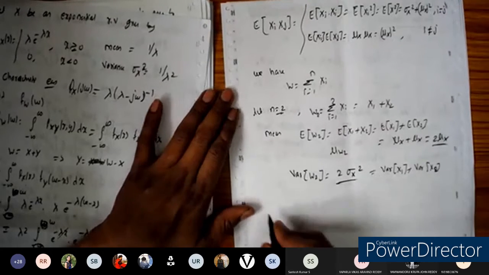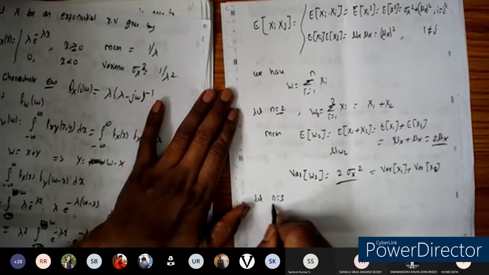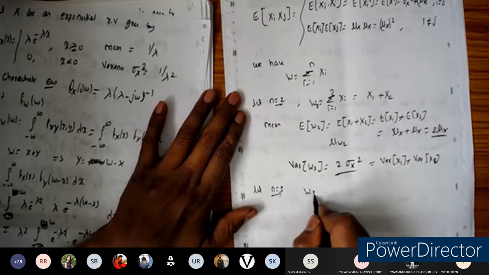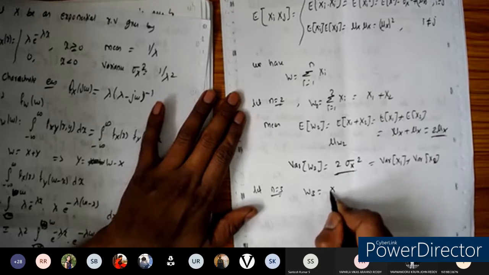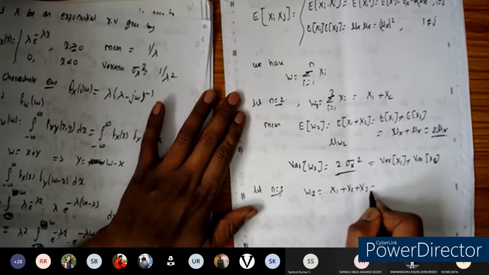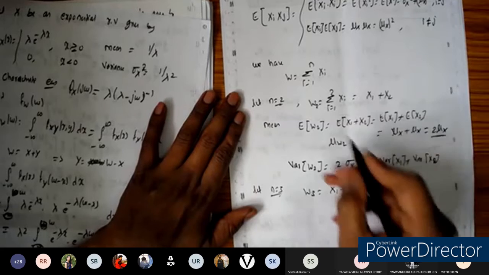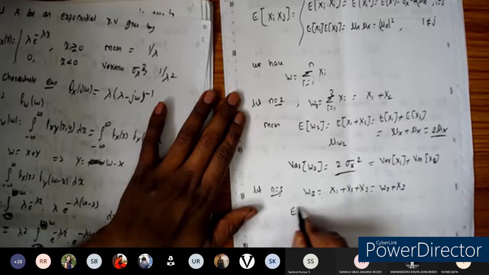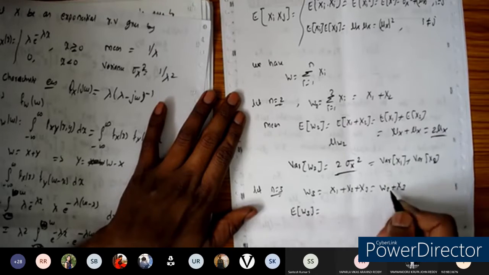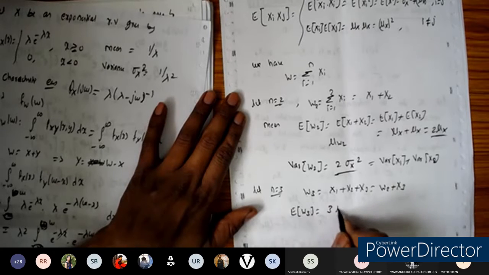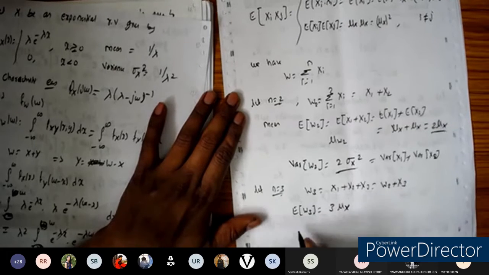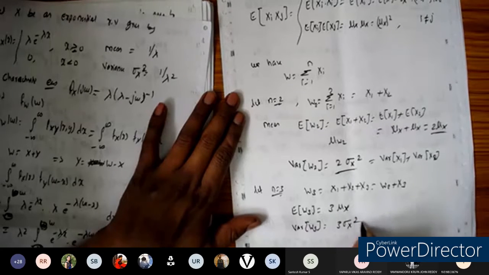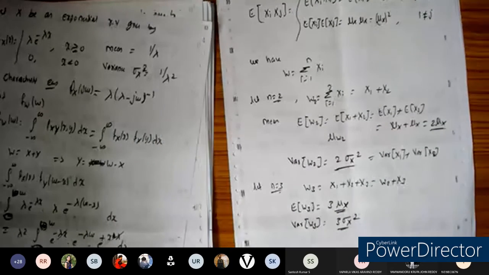Similarly, let us take n is equal to 3. So W3 is equal to X1 plus X2 plus X3. X1 plus X2 is nothing but W2, so it is W2 plus X3. The expected value of W3 is 3 times mu X, because there are 3 random variables. Similarly, the variance of W3 will be 3 times sigma X squared.